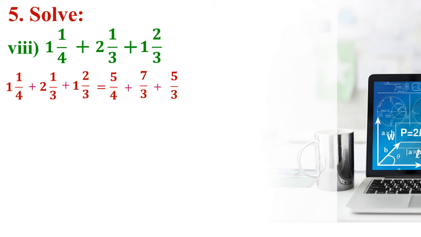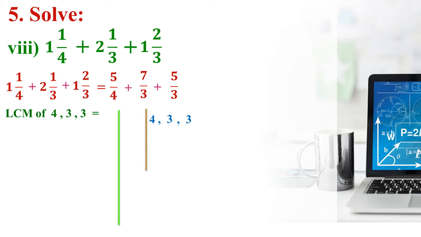Now, these are unlike fractions. So, let us convert to like fractions. So, find the LCM of the denominators. LCM of 4, 3 and 3. Let us find the LCM. So, here the common divisor is 3.